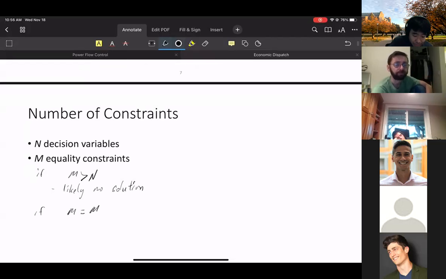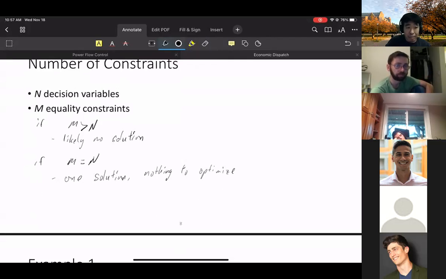If m equals n, there is probably one solution, but there's nothing to optimize. You have only one solution, so the notion of minimum cost is not so important. The cost is whatever the function evaluation is at that solution. Not all that interesting. This is, for example, the power flow problem. The problem we solved was: given PQ and PV buses, find V and theta. There's only one solution, so there's nothing to optimize in that case.